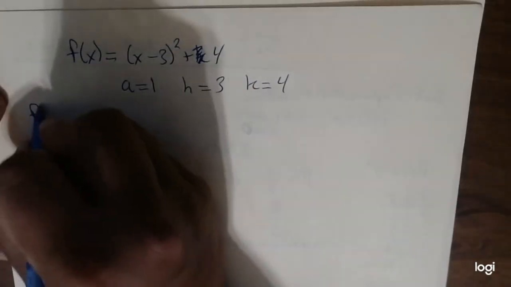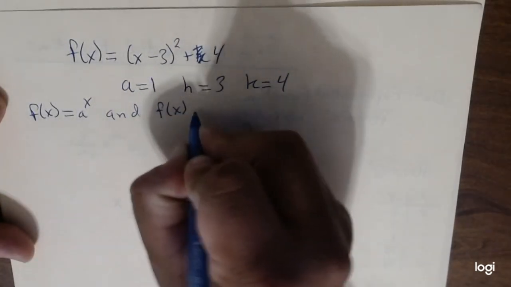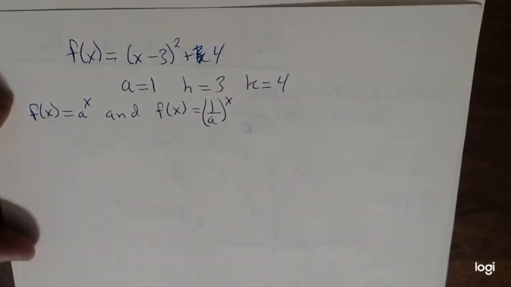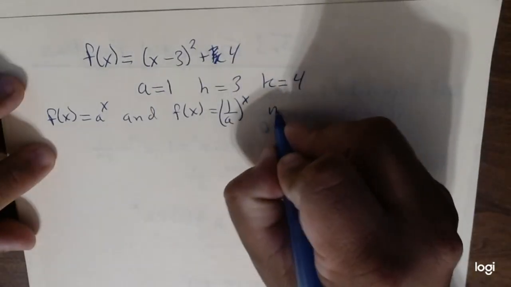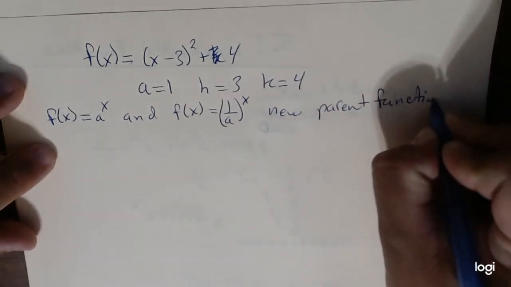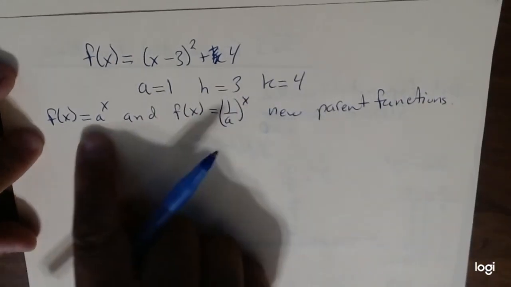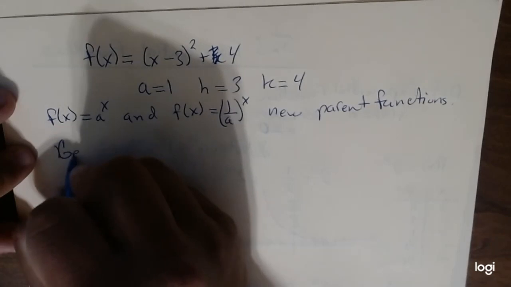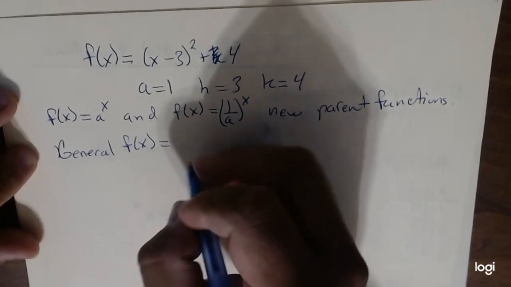Now the thing is, our general functions of a to the x and 1 over a to the x are also going to be our parent functions. So we can just add 2 more parent functions to what we began with in chapter 2. So these are going to be our new parent functions. And the good news is these 3 numbers also do the exact same thing to these parent functions. So the rules all apply. Which means, if I have the general function, it looks very similar to this.